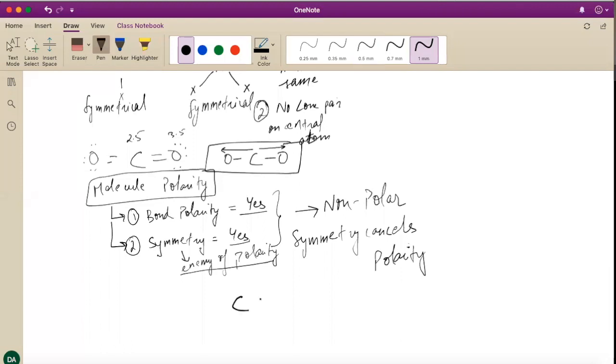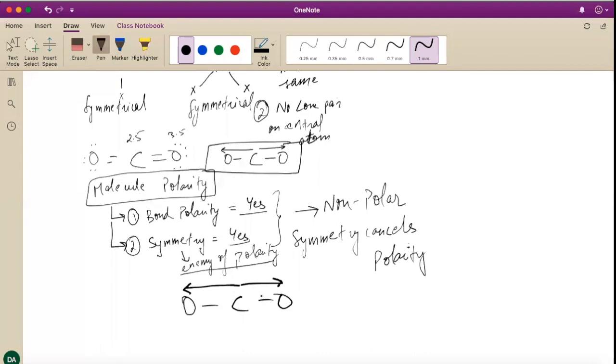So in the case of CO2, you see this oxygen is pulling this way, and there's another oxygen pulling on the very opposite side. Why is it able to do that? Because it's symmetrical. Because it is symmetrical, it cancels the polarity. Does that make sense?